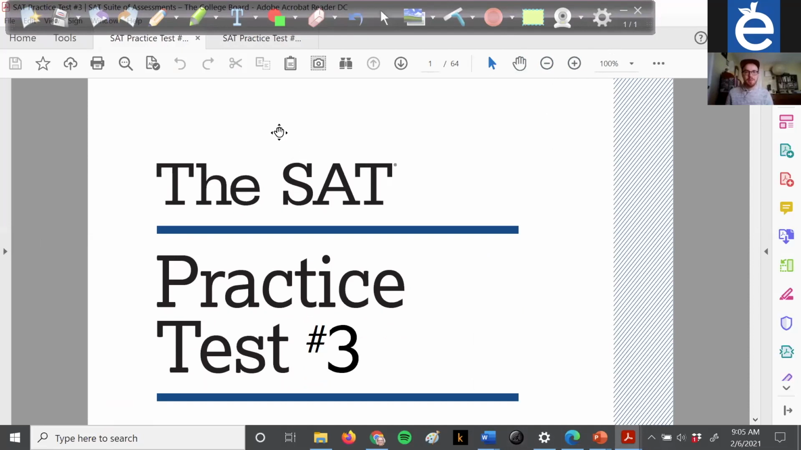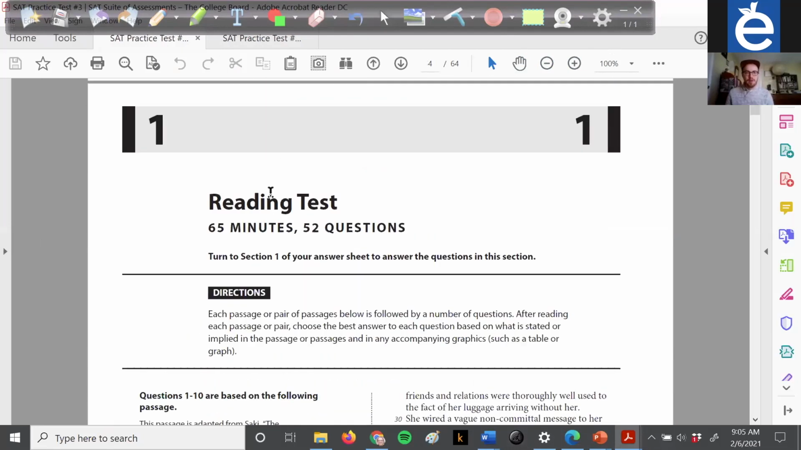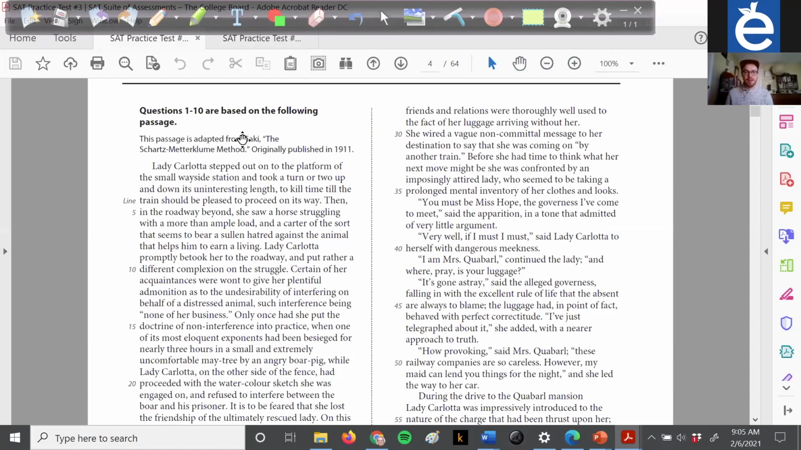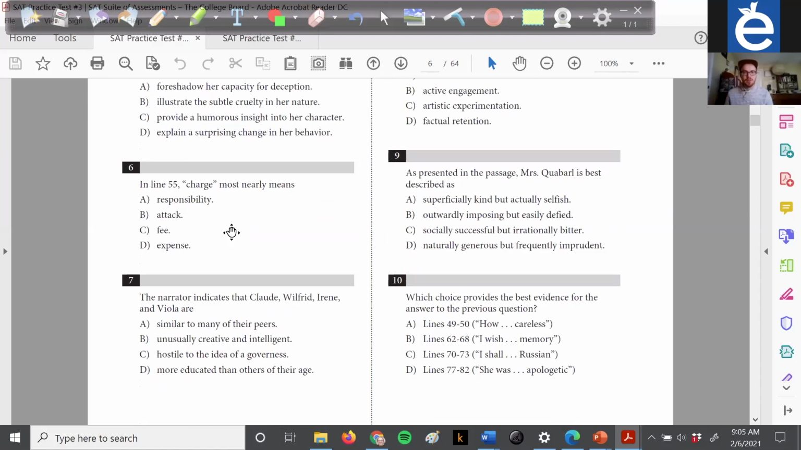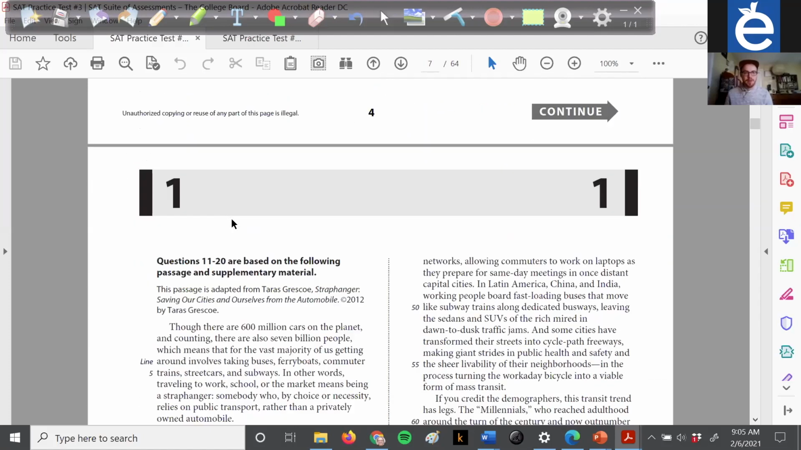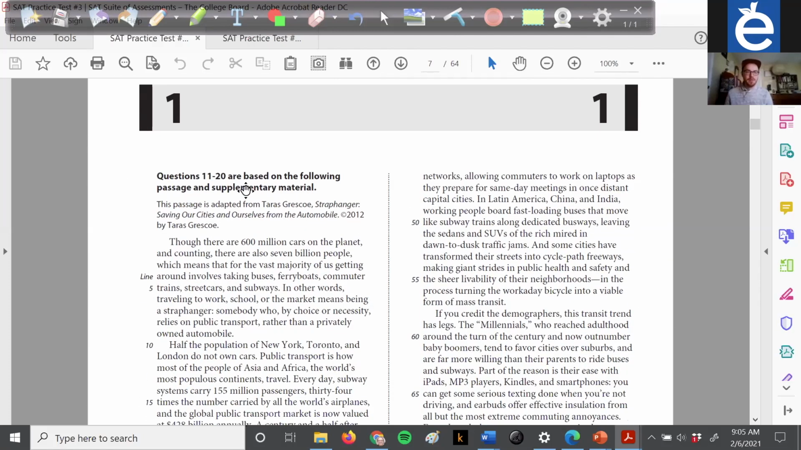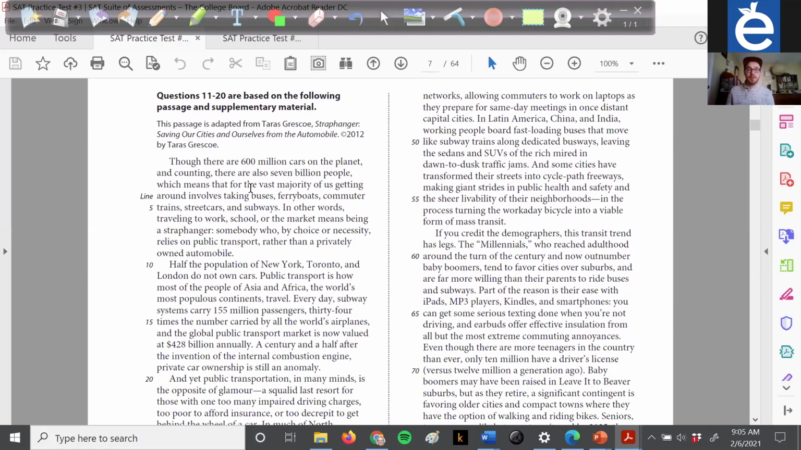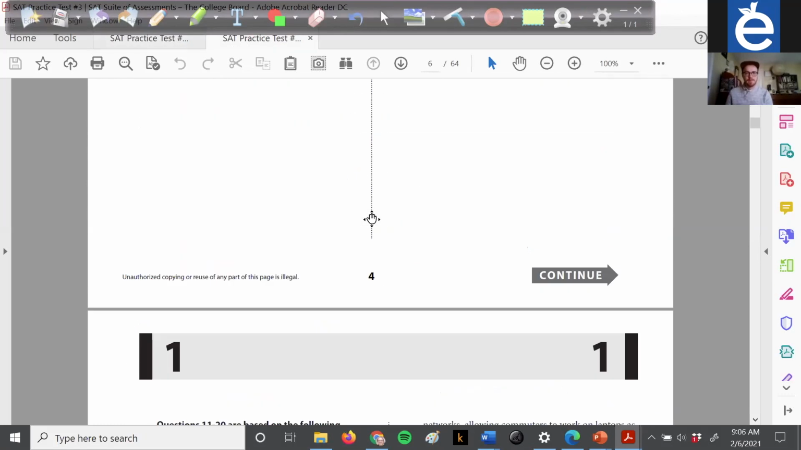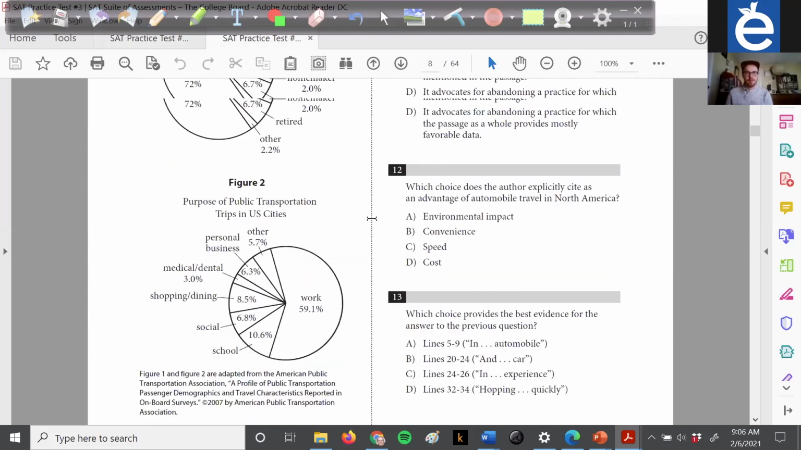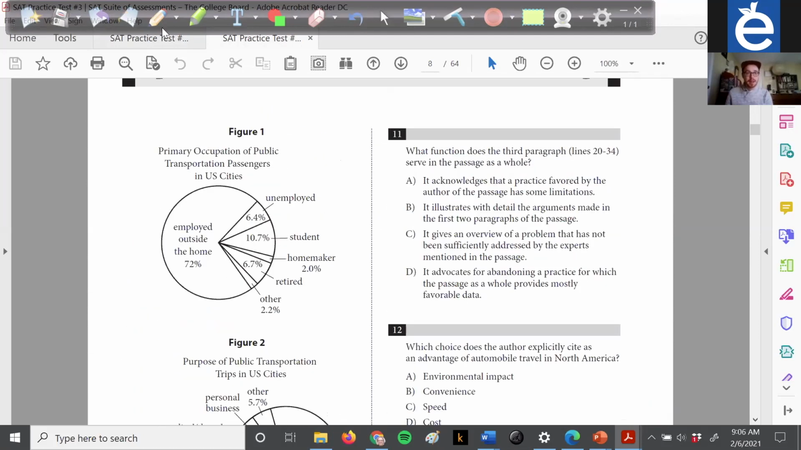I try to keep it legible but also navigable, so you can read it, but I can also get around the test pretty easily. We're going to be starting not with this first one about Lady Carlotta, although that is an interesting one. We're going to be starting past the narrative fiction into this one here, starting with there are 600 million cars on the planet. So I'll give you time to scroll to that. Hopefully you don't get seasick as I'm scrolling through my own PDF here.